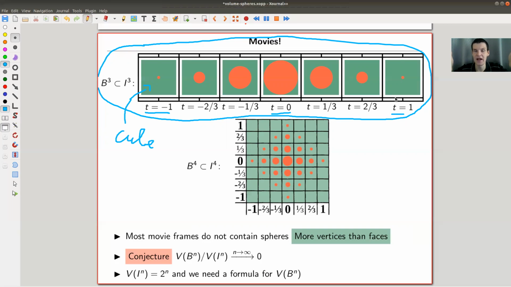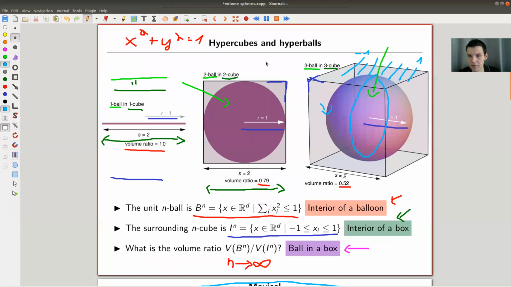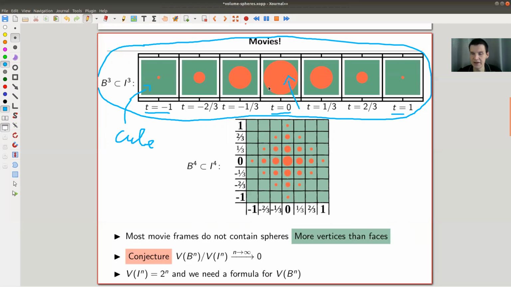If I slice it with a hyperplane, I always see the box. But the ball gets successively bigger and bigger from a little bit of a point until it hits its full radius. It's a perfect two-dimensional picture, which we have seen before here. So this one, you see it in the middle, and then it gets smaller and smaller again.